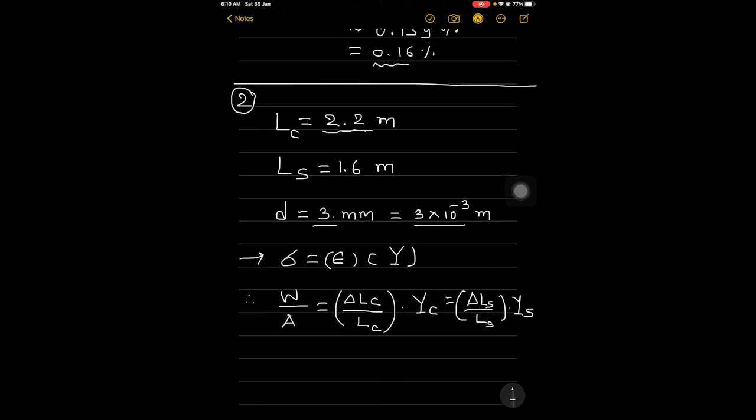So for elongation of both the material, we can say delta LC upon delta LS is equals to Young modulus of steel upon Young modulus of copper into original length of copper upon original length of steel.